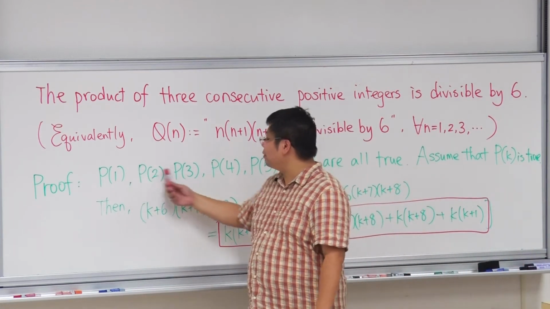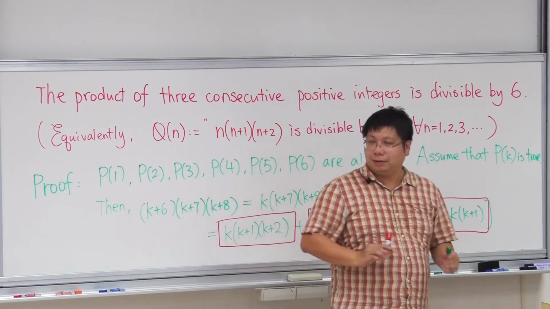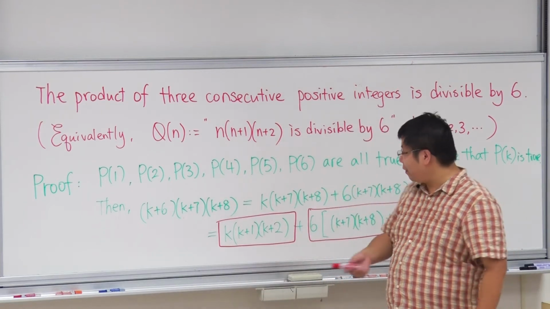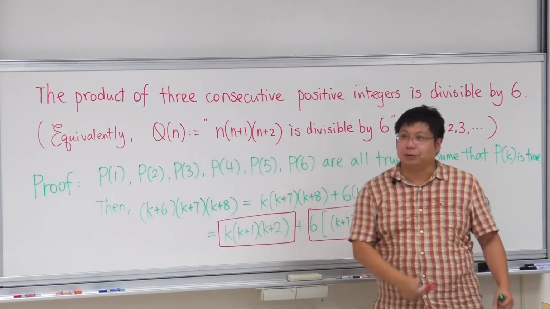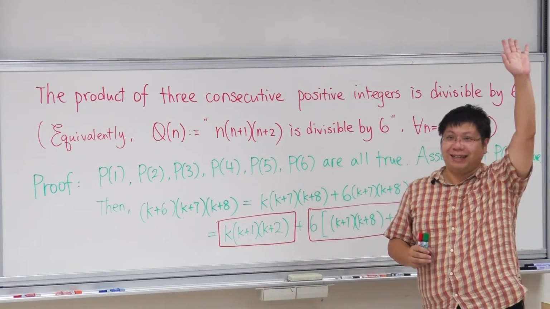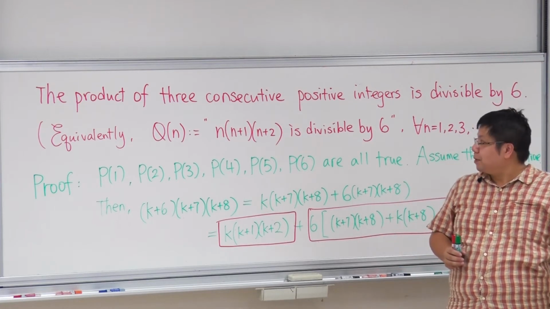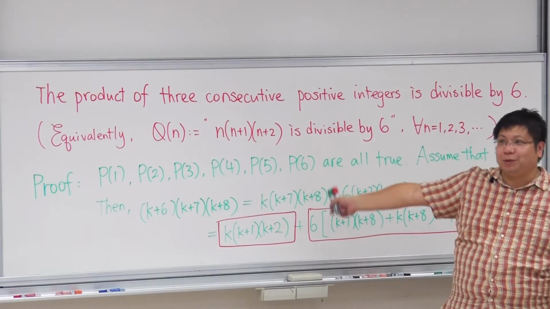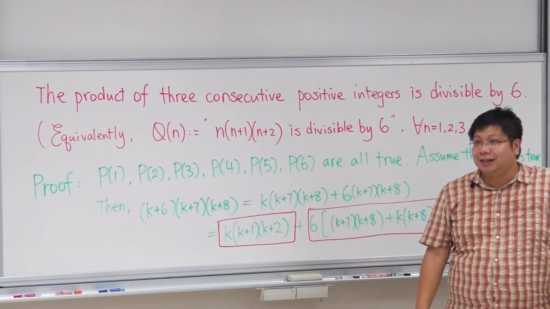So we have this 1, 2, 3, 4, 5, 6 as the base cases. Then we can show that for every n, this statement Qn will be true. If you are okay with this proof, could you please raise your hand? Okay, okay. But of course, for this one, you don't want to use induction proof. There is a much better proof.